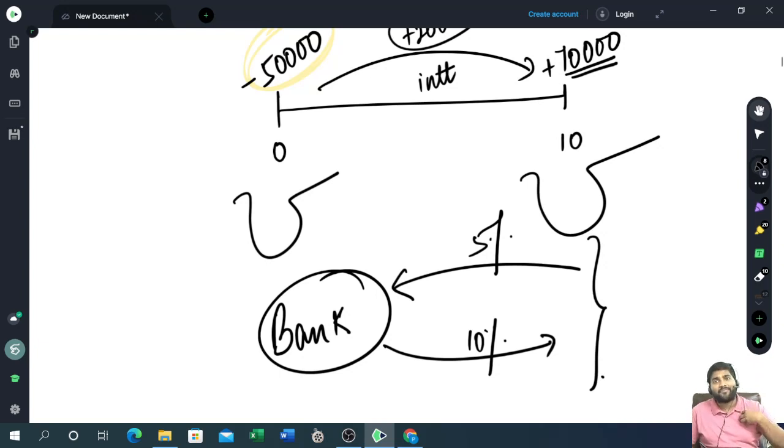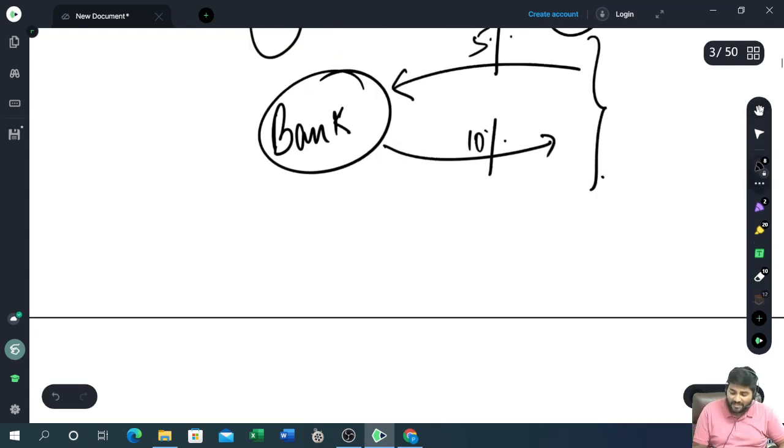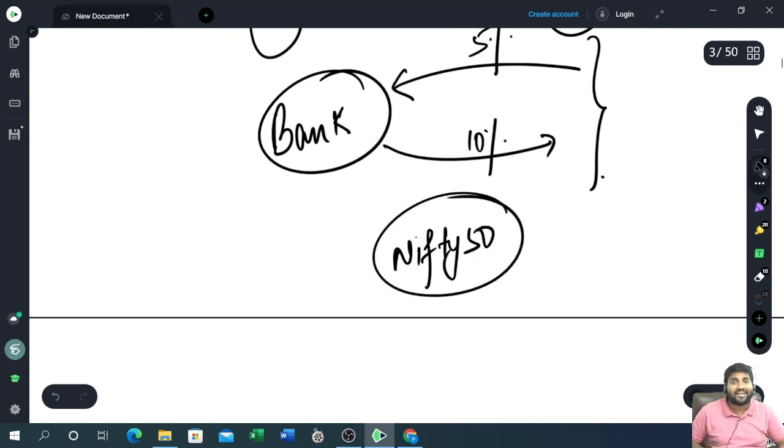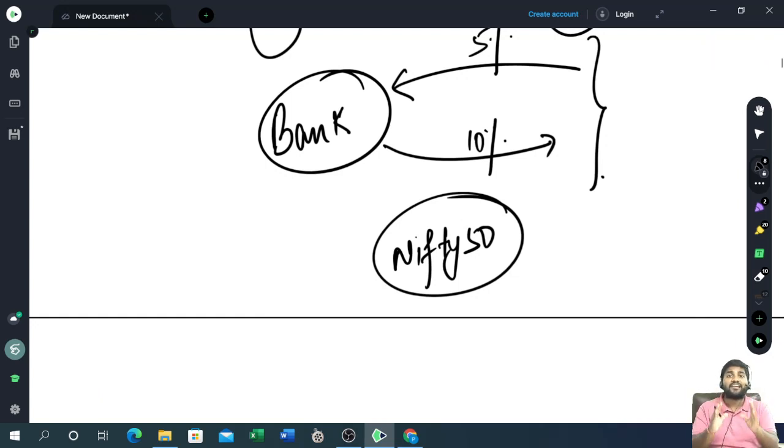If my money I am lending to you, I could have invested it somewhere. For example, I invest my money in Nifty 50. Nifty 50 is an index of top 50 companies in India. It represents the top 50 companies of India. And it is an Indian index. It represents how India is performing. For example, if the top 50 companies of India are performing good, this means India is on the whole improving.